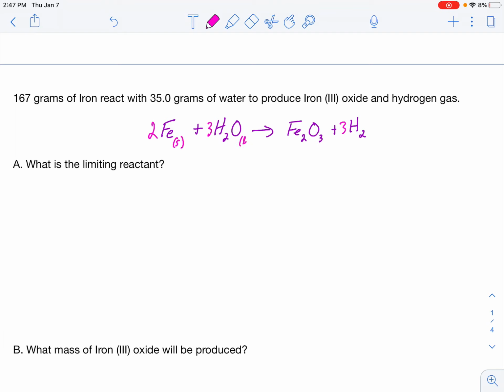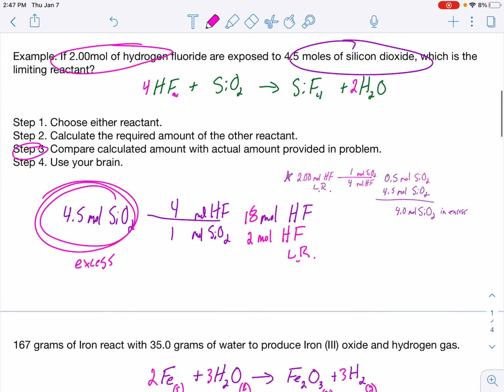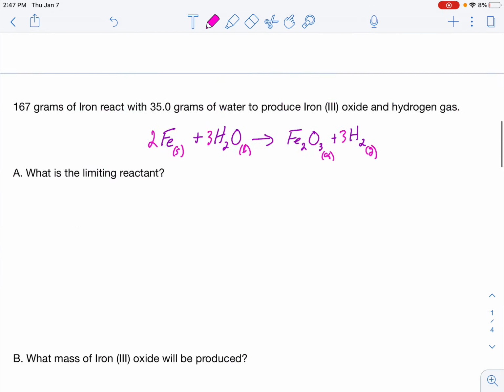We have solid, we have liquid, aqueous, and gases. Cool. I don't know if I did that up top. No, I didn't. This is going to be an AQ. Silicon dioxide, that's going to be a solid. And silicon difluoride, that's going to be a solid and a liquid. You don't need to know that right now.